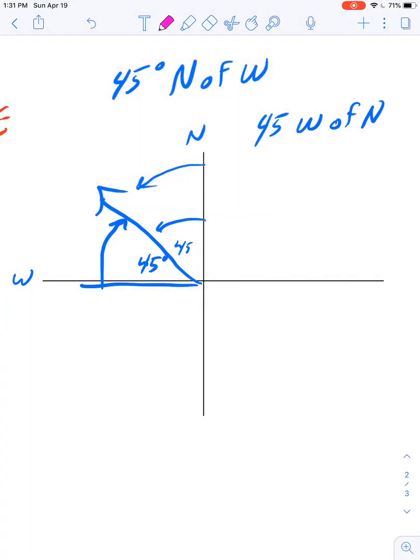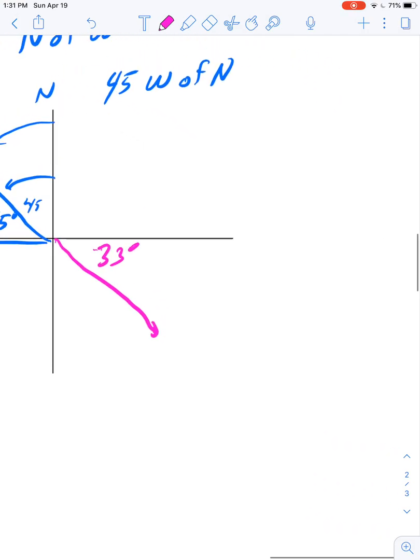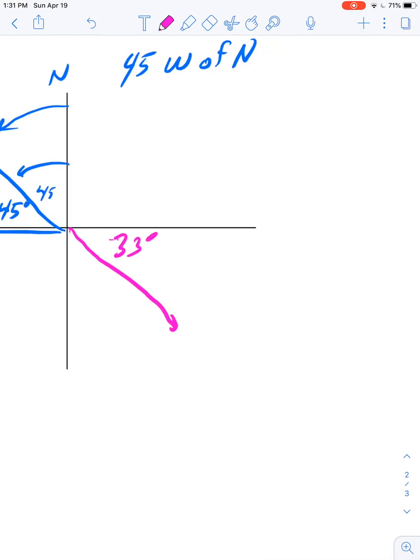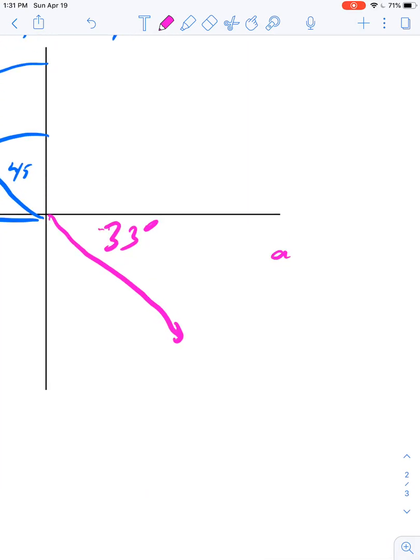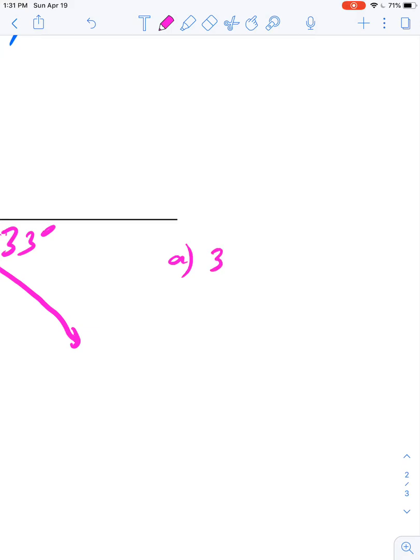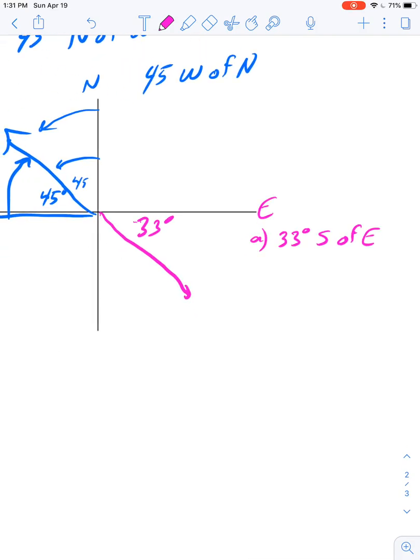Another example here for you. Over here, if we'd made this 33 degrees, obviously it's not to scale, this would be considered either, and both of these are right, 33 degrees south of east, because remember this is east, and you're going south from that east, 33 degrees, or you could call it 57 degrees, because that's this one, and you're going east from the south coordinate.